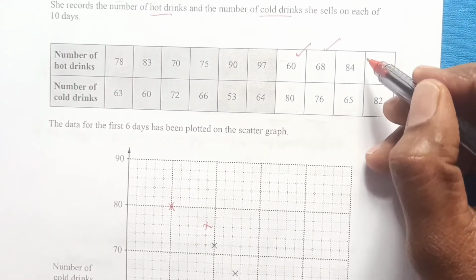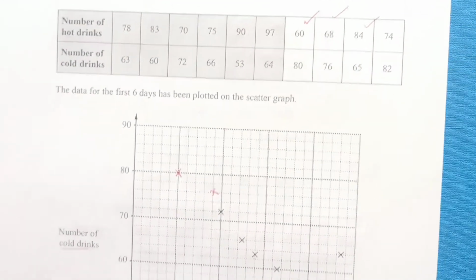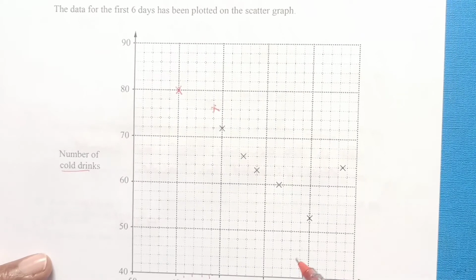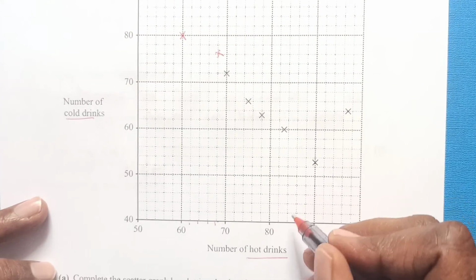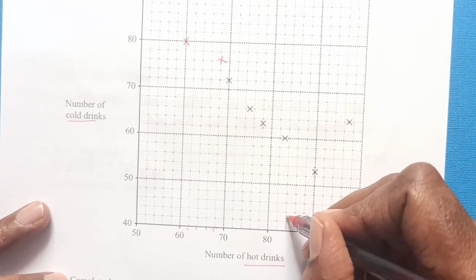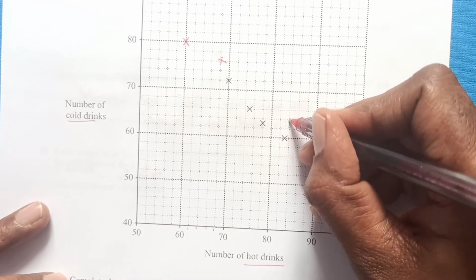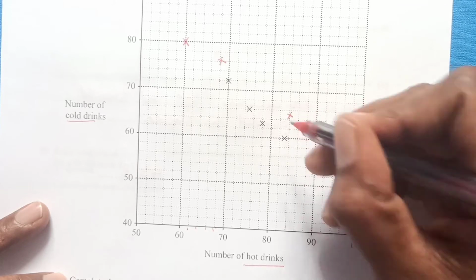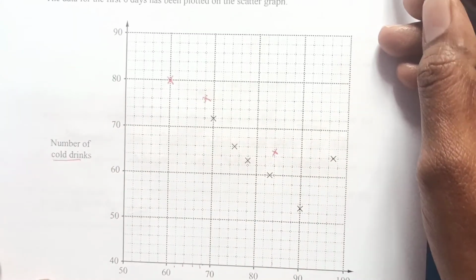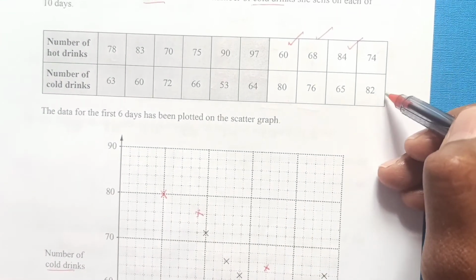And then now we have hot drinks 84 and cold drinks 65. Cold drinks 65, hot drinks 84, 82, 84. This line here will go along this line up to 65. This is 62, 64, 65 will be in the middle here. Right? So now last one is 74 and 82.